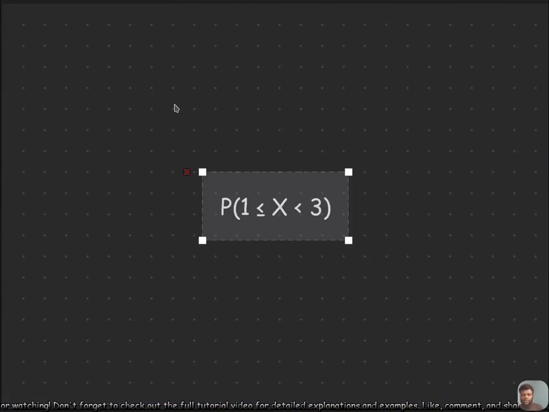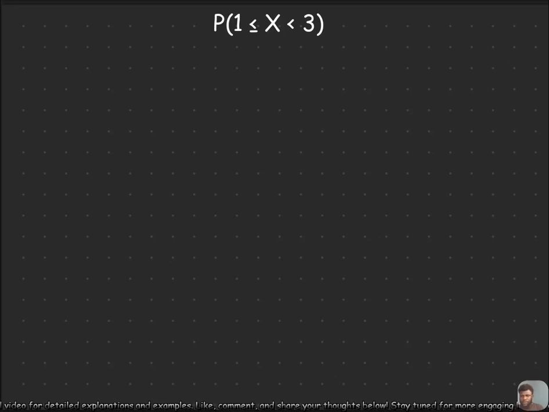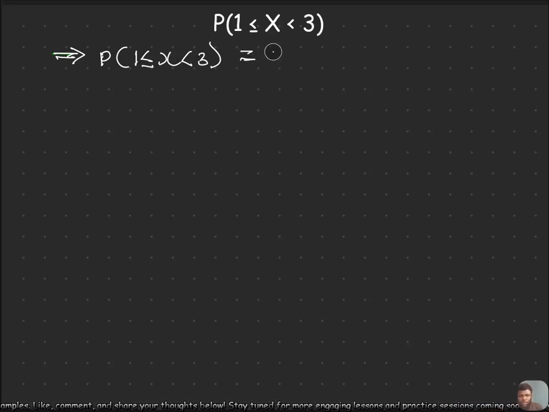So how do we evaluate such a probability? Let's take note that x should be greater than or equal to 1 but less than 3. So the probability of x being greater than or equal to 1 but less than 3 is equal to the probability that, first of all, it should be greater than or equal to 1. So it means 1 is inclusive.